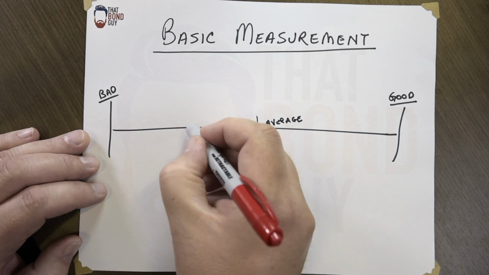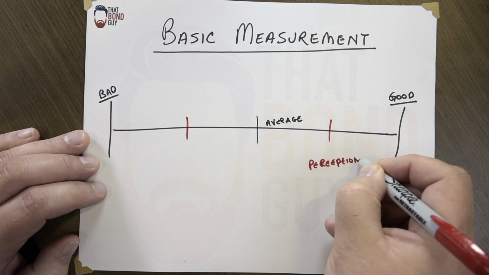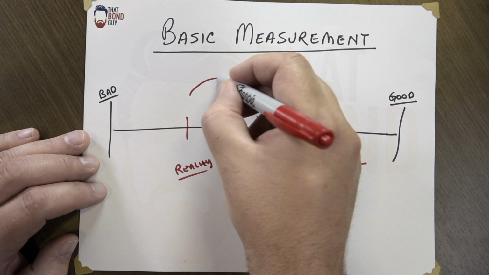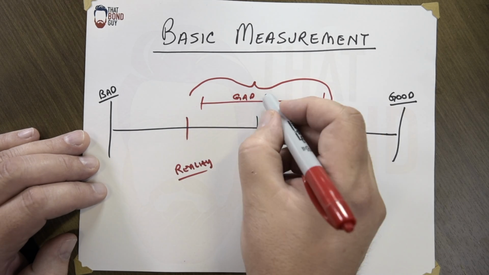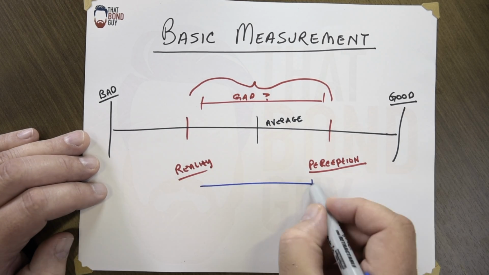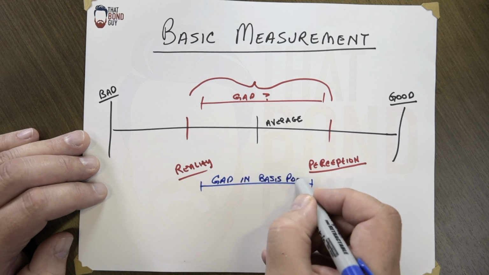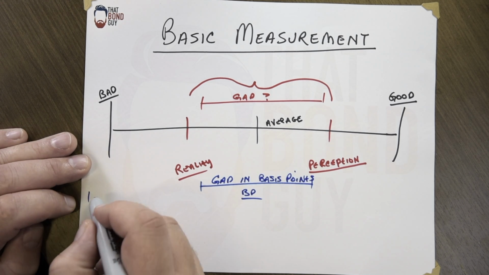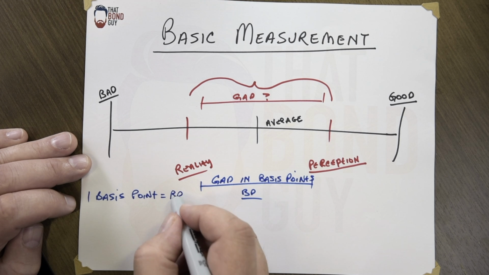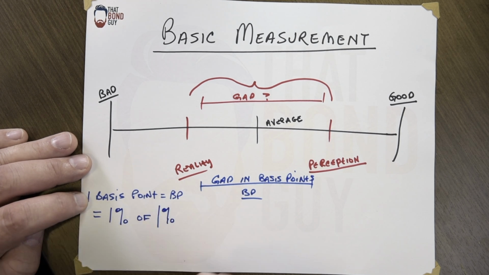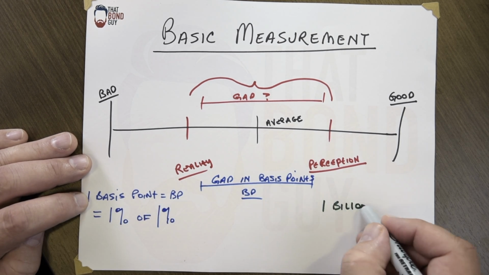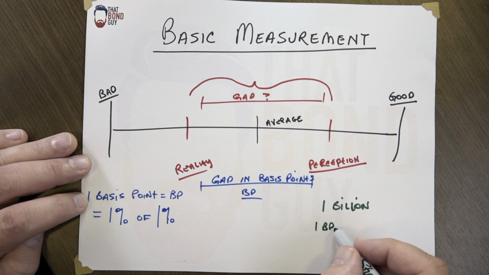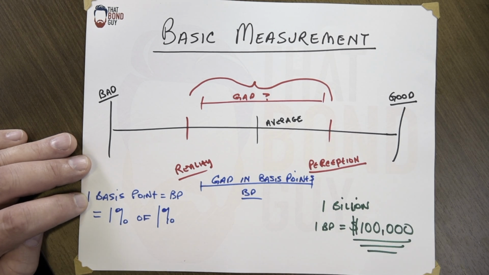One of the things we find is there's a perception and then there's a reality, and there's a gap between that. And that gap usually we can measure in basis points. Of course, as you know, a basis point is equal to 1% of 1%. And on $1 billion, that one basis point is equivalent to $100,000. So little improvements make a huge difference.